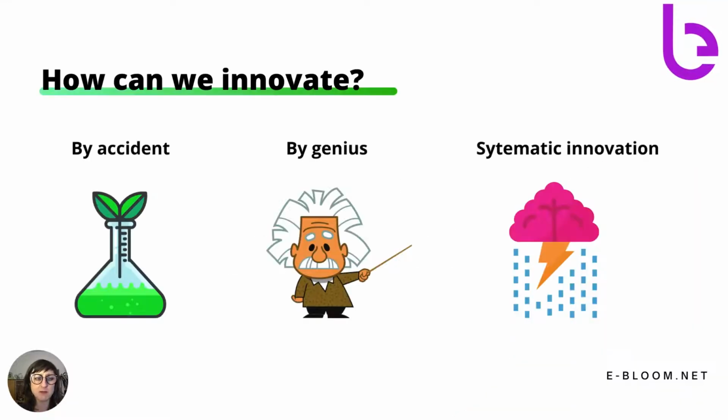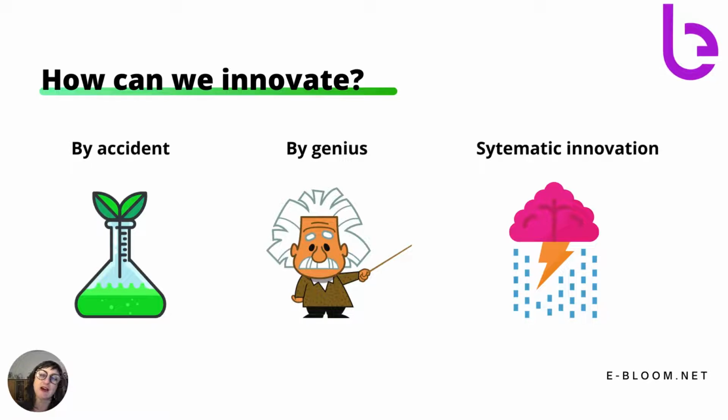How can we innovate? There are three main ways to innovate. The first one is by accident. That happens a lot in the laboratories when maybe someone is mixing some substances and by accident they create a new product. For example, Viagra was meant to be a treatment for hypertension, and super glue was meant to be a transparent material suitable for plastic rifle sights. And then we have this accident and we create a new product or service.